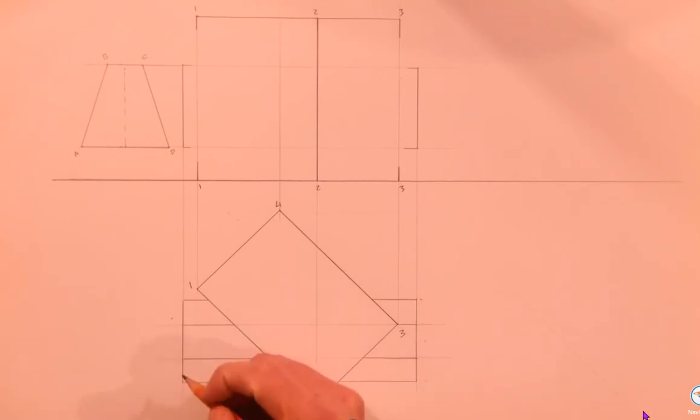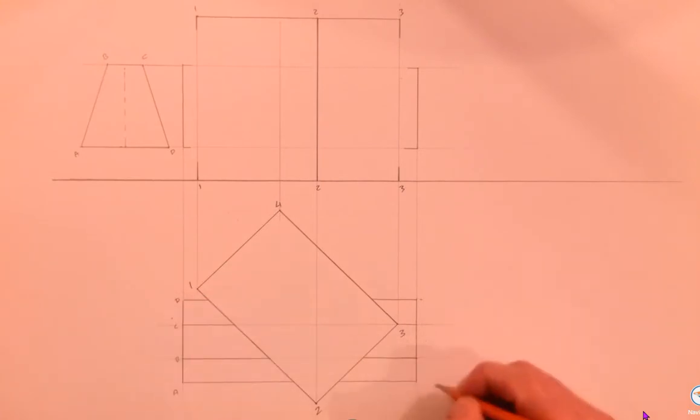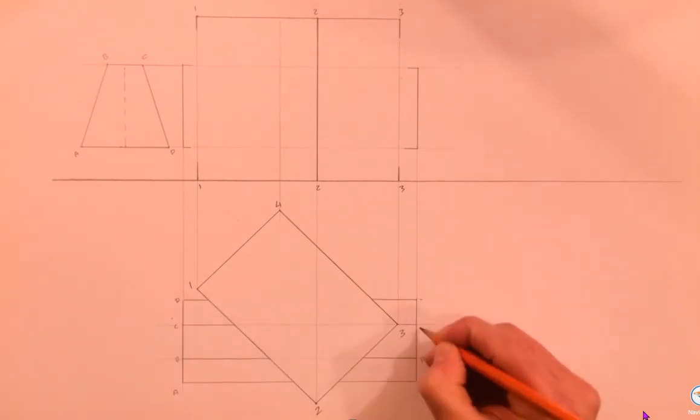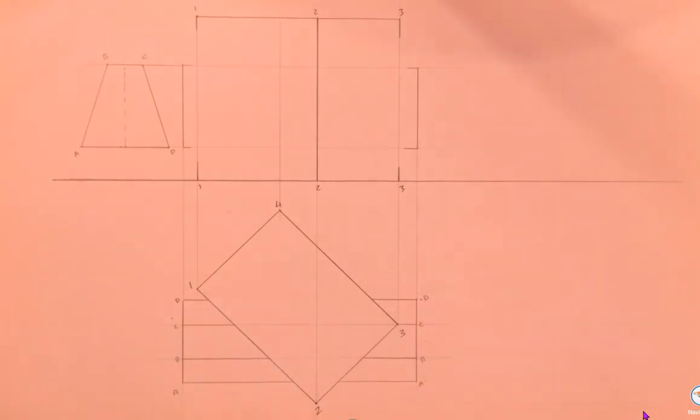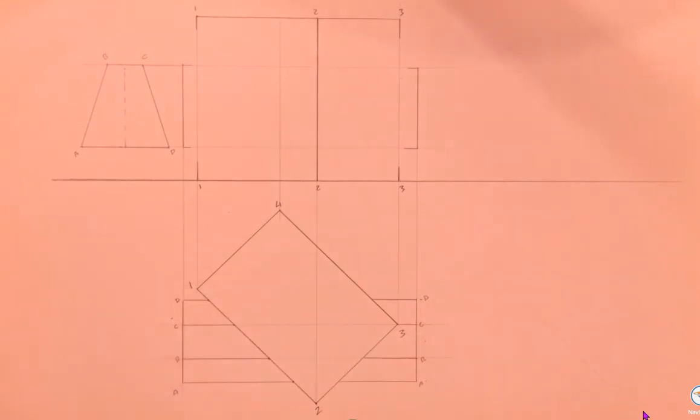We label them up then. I've got A, B, C and D. And now I can see where A hits the vertical side, B hits the vertical side, C hits the vertical side, and D hits it. So in other words, I can take those points up into the elevation.